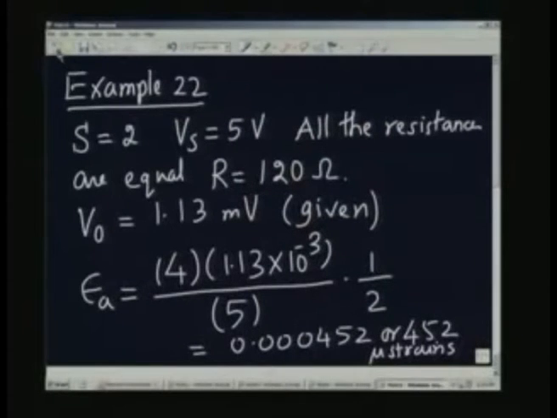So, we are talking about very small changes in the length. 452 microstrains is nothing but 452 into 10 to the power of minus 6, which is equal to delta L by L. So, if L is given, delta L will be 452 into 10 to the power of minus 6 of that length L. It is a very small strain which we are talking about, and the assumption that the strain gauge is within the elastic limit is very well satisfied with such small strains, and therefore, whatever we have done seems to be okay. Now, suppose I look at the same problem slightly differently.